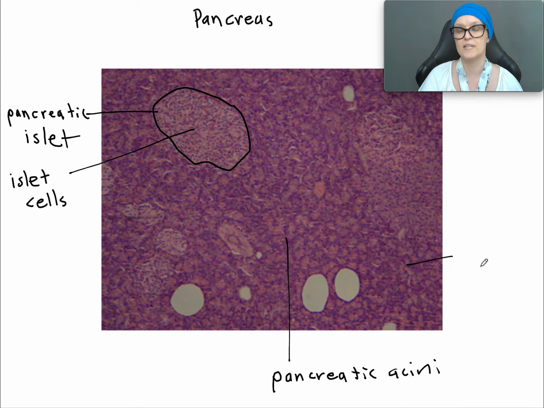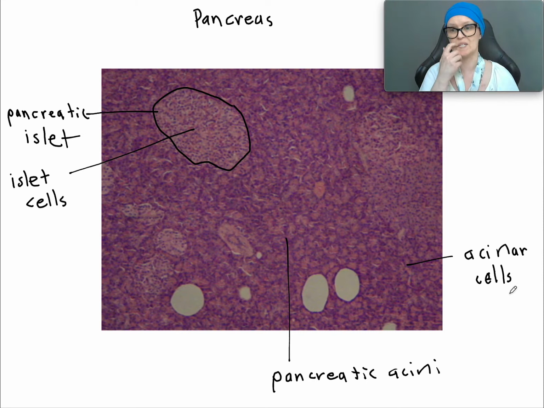But if they ask for the name of the cell in the pancreatic acini, that's an E. It was an E. So these are the acinar cells in the pancreatic acini. Okay, so for me, that flips us to page 10.